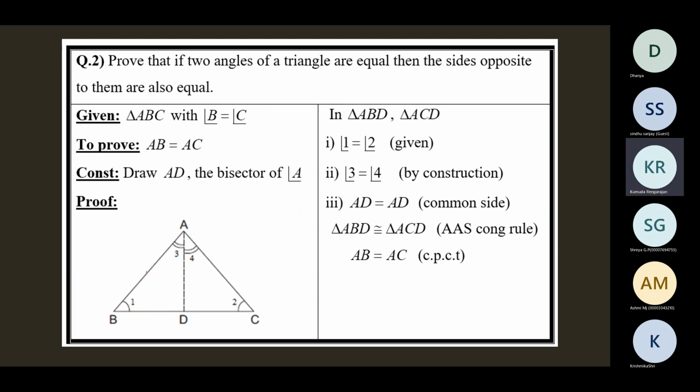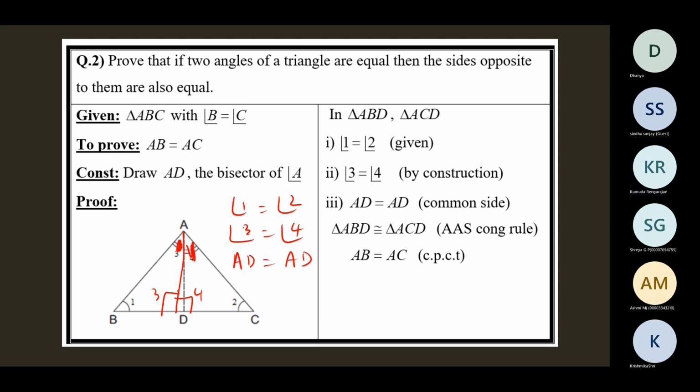You can also do that, children. I'll include that and resend this slide to you. So you can also draw AD perpendicular to BC. That means you will not have this information. If you call this 3 and 4, angle 1 is equal to angle 2, given. Angle 3 is equal to angle 4, construction. AD is equal to AD, common side. So by the AAS rule, the two triangles are congruent. CPCT will give AB is equal to AC.